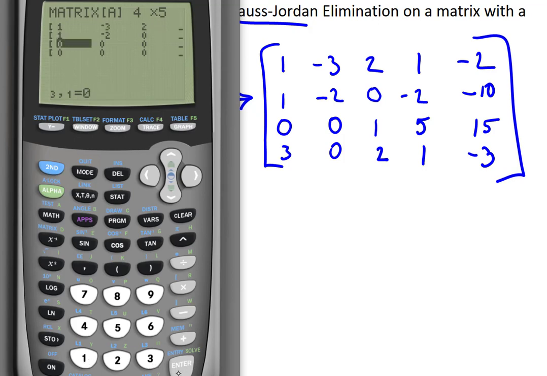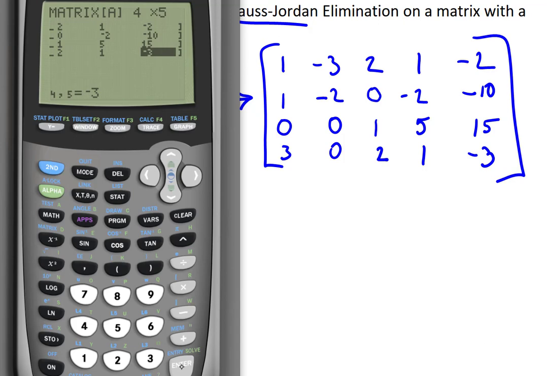Now, it's a lot of tedious data entry here, and if you make one mistake, it will change everything. So be very careful, double check your work if needed. Our third row is going to be 0, 0, 1, 5, 15. And remember, I'm just hitting each number and then hitting enter every time, and that's how it puts it in the matrix for us. Lastly, we have 3, 0, 2, 1, negative 3. And that should do it. Now we have matrix A stored with our matrix in it.